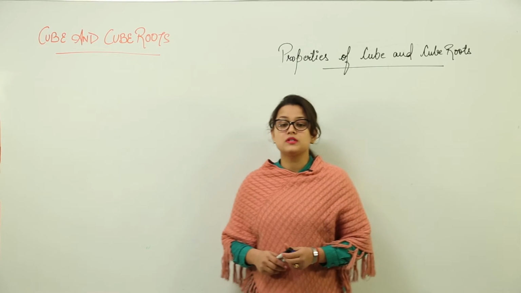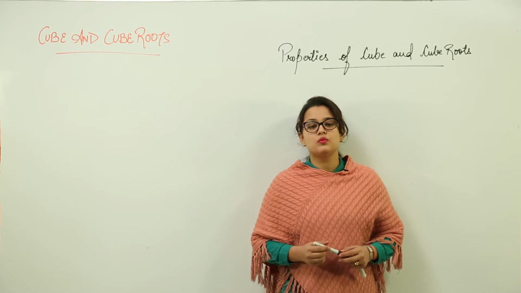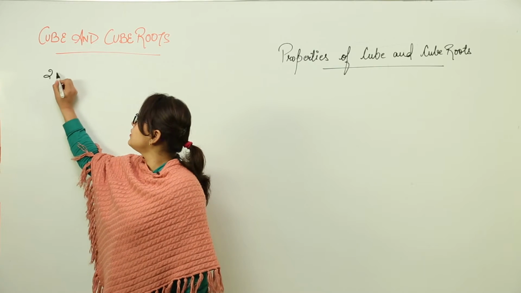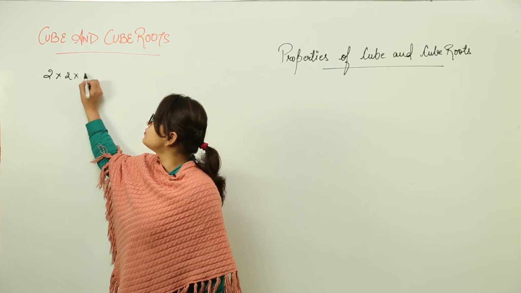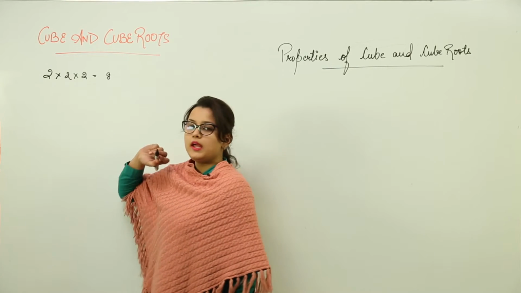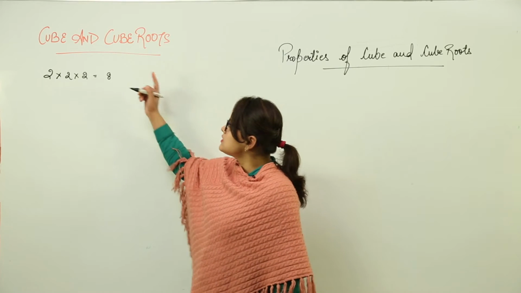Cubes and cube roots. First of all, what do you mean by the word cube? Okay, you must have done 2 into 2 into 2. Now can you tell me what this is? This is equal to 8. Now that is what is cube.